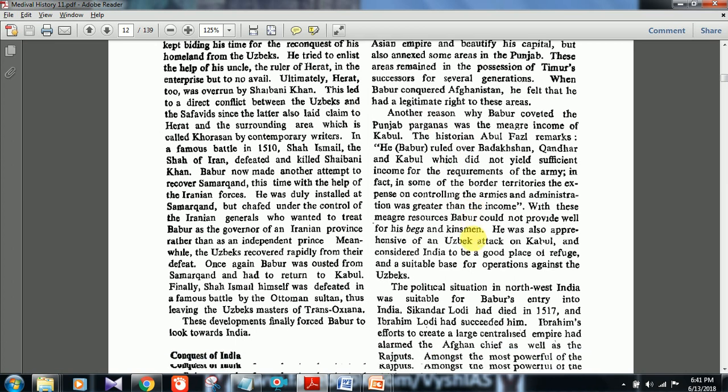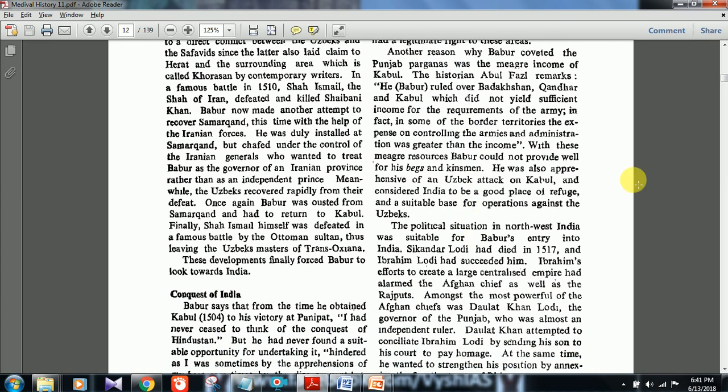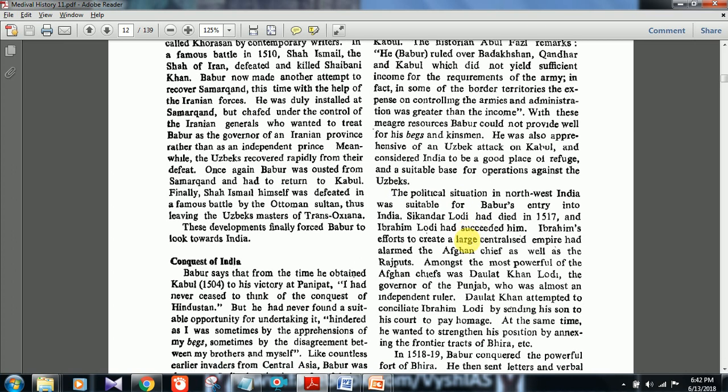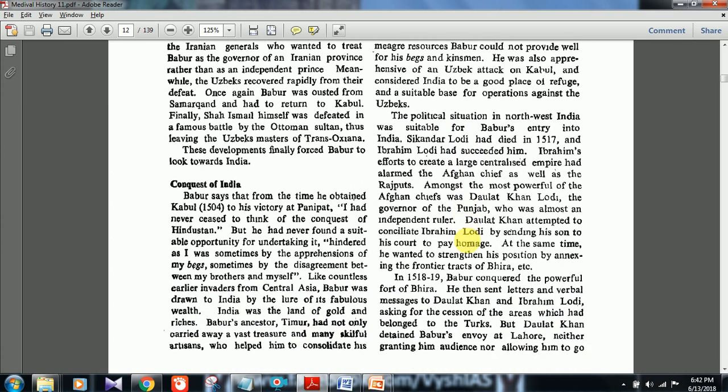Same story only, they are just going into more details. With these meager resources, Babur could not provide well for his Beks and kinsmen. He was also apprehensive of an Uzbek attack. So he feared the Uzbek attack on Kabul and considered India to be a good place of refuge and a suitable base for operations against the Uzbeks. Because once you enter India, one good thing is that we have mountains in the Himalayas, and on the western side we have the Hindu Kush and Suleiman ranges. Geography you would have learnt. So that advantage is there. That is why Babur wanted to establish himself inside India, so that borders can be protected and the Uzbek threat also will not be there.